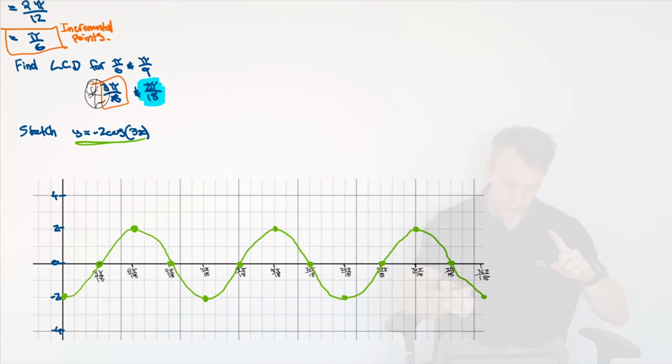We want to identify max and min points and say what this graph is. This graph is y equals -2 cos of 3x. And we need to identify these maximum and minimum points because that's how we're going to shift this graph.